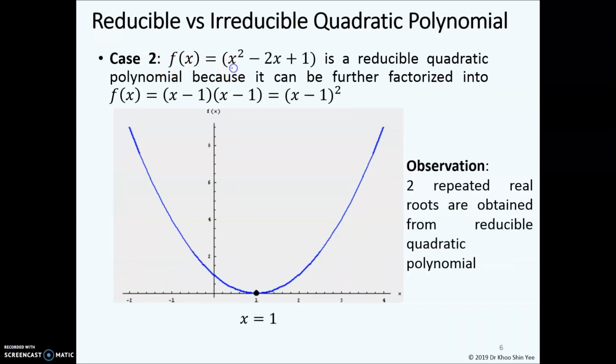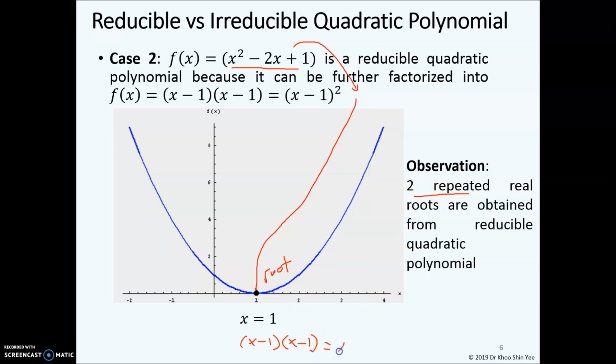For the second case, if you plot this function, you get a curve like this. And if you check the calculator, you find that the root will be x equal to 1 here. So this is the root. Therefore, we can say that the factor is x minus 1, twice. So this is a repeated linear factor, and there are 2 repeated real roots. This can be further simplified into x minus 1 squared.